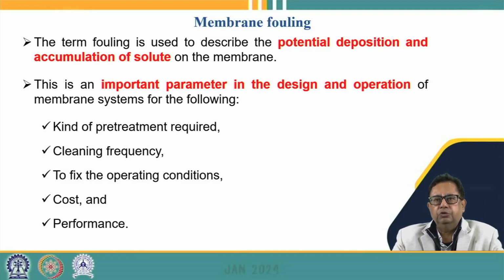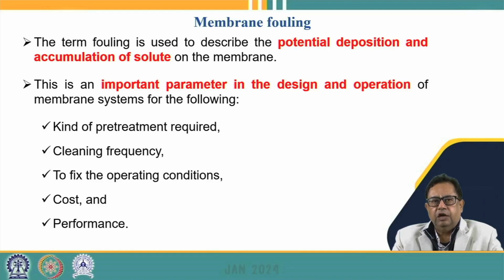Important parameters which are used in the design and operation of the membrane system include the following. We have to have a kind of pre-treatment, depending upon the type of water or wastewater that we are trying to treat by using the membrane process. We should know what type of contaminants it has and which contaminants will impact our membrane process. So before going to the membrane process, we can have a pre-treatment process which can remove some of the contaminants which can foul the surface of the membrane.